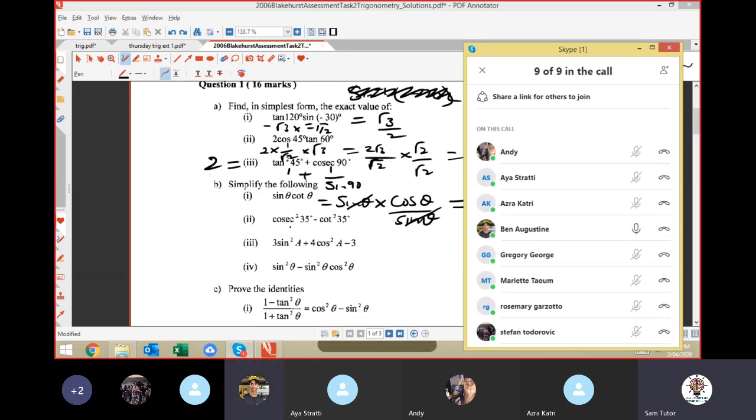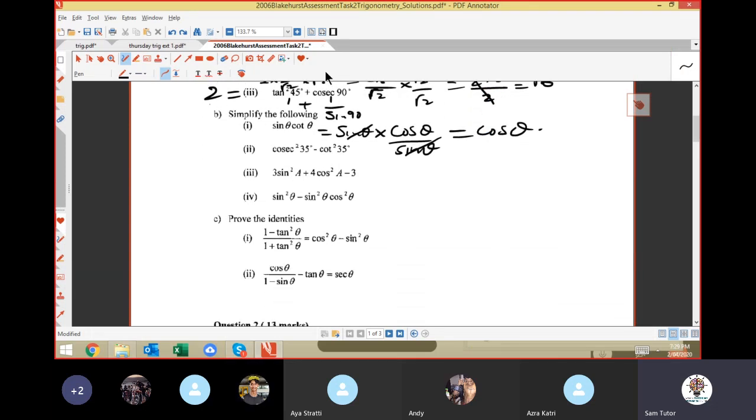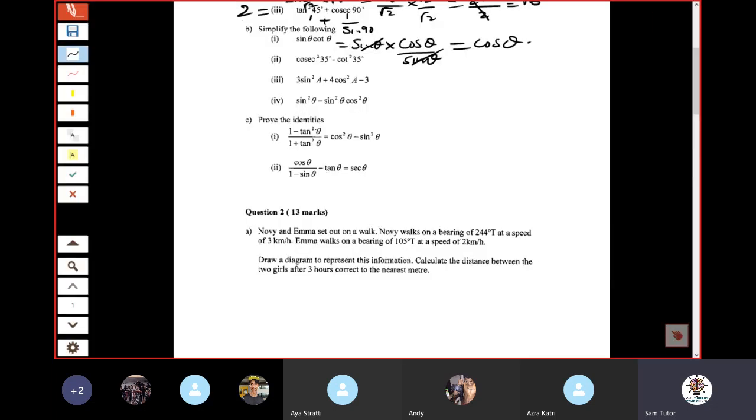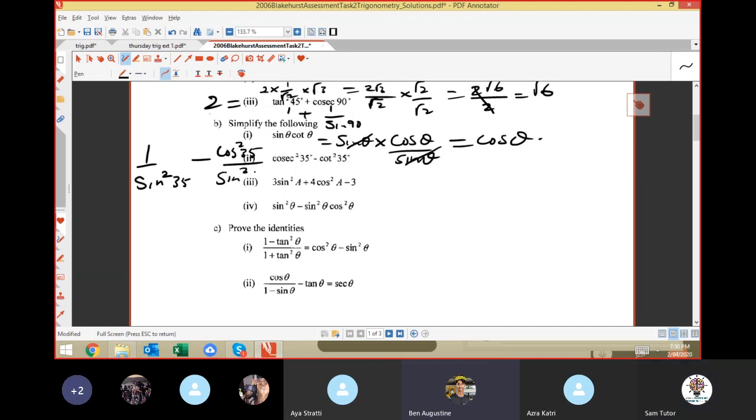Okay, you probably saw what I was doing anyways. All right, fair enough. Cosec squared 35. Cosec squared, what is it going to be? It's just 1 on sine squared 35 minus cos squared 35 on sine squared 35.